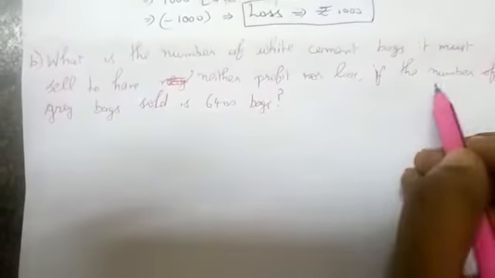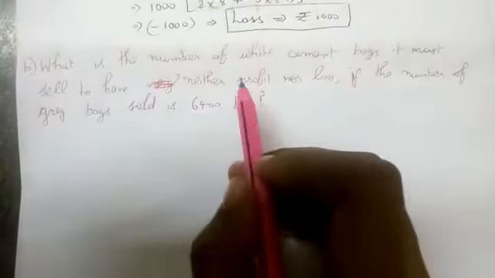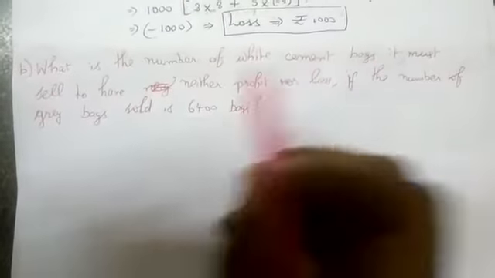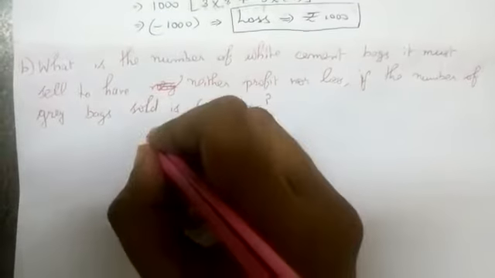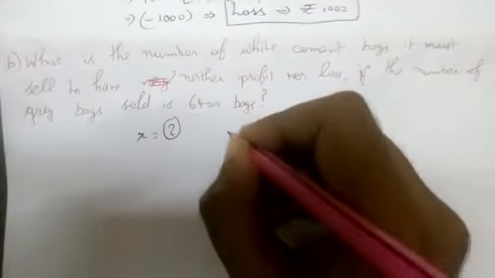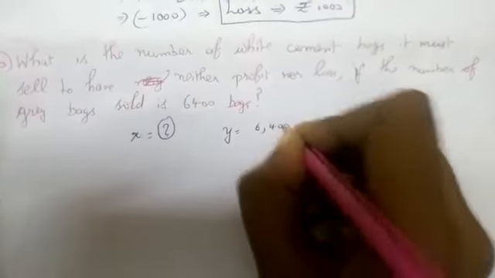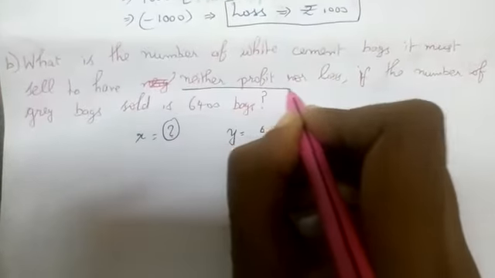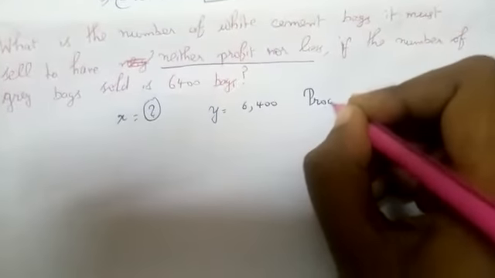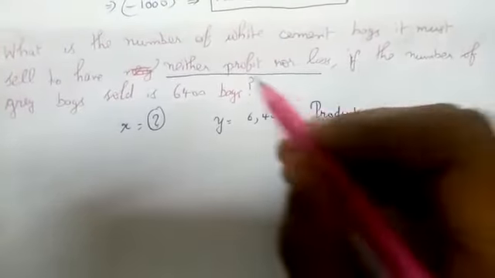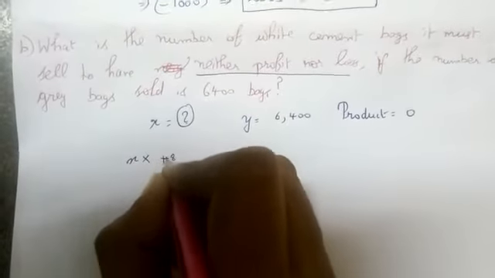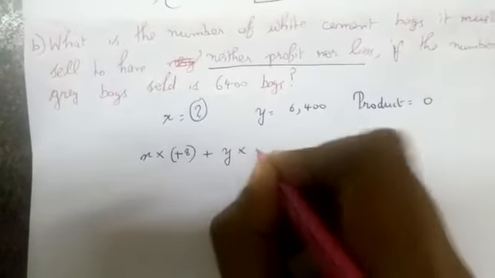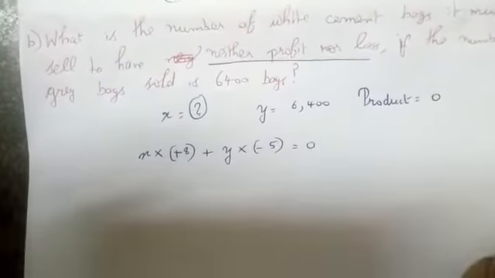The second subdivision. It says that we need the number of white cement bags it must sell to have neither profit nor loss if the number of grey cement bags sold is 6400 bags. So you don't know X, you have to find X, whereas Y is equal to 6400, and it should be neither a profit nor a loss. So the final product is 0. So the equation is X into plus 8 plus Y into minus 5 is equal to 0.